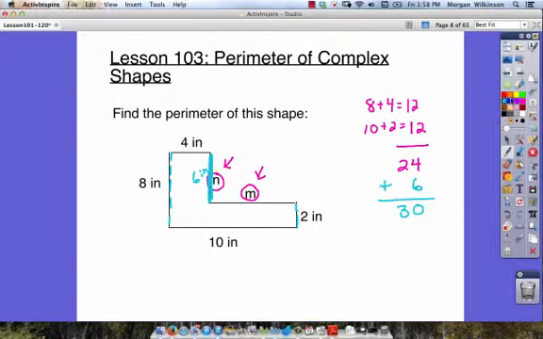We have one more piece to figure out. Perhaps you can figure that piece out on your own. Pause the video now and see if you can get it.